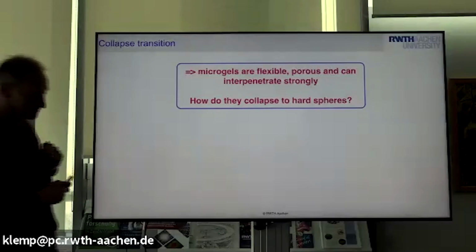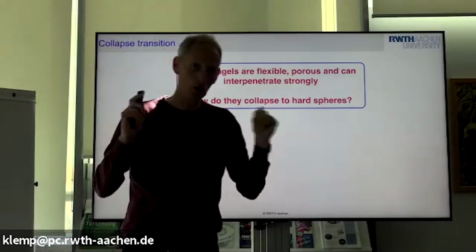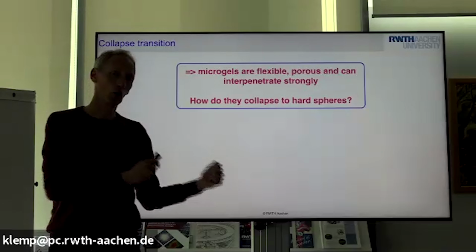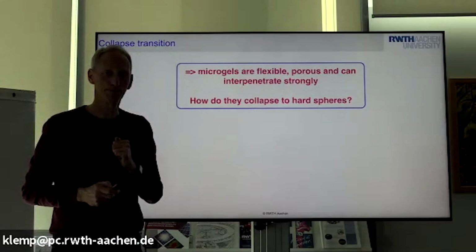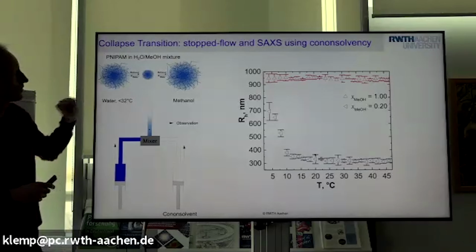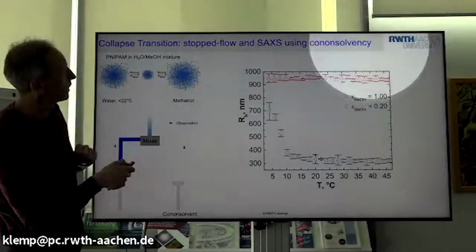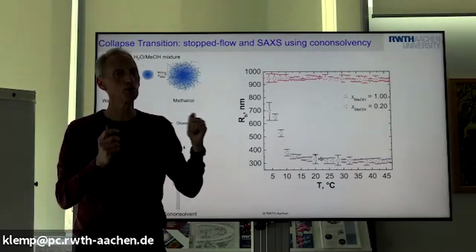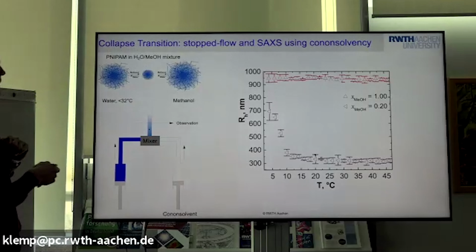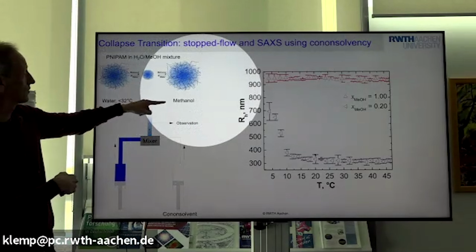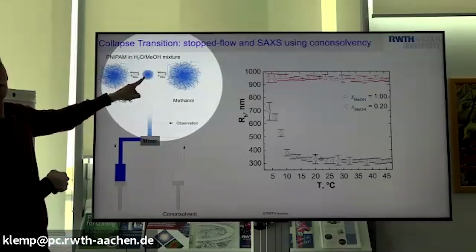Okay. Now, so you see they are different compared to normal colloids, but when we collapse them, they should become a normal colloid. How do they collapse to hard spheres? Well, we wanted to make time-resolved scattering experiments, and we exploited a feature of PNIPAM, which is called co-nonsolvency. Co-nonsolvency means that when we mix two good solvents, the mixture of the two good solvents is a poor solvent. And that's the case for this system here with water and methanol. So at low temperature in water, it's swollen. In methanol, it's swollen. But in a water-methanol mixture, it's not swollen, it collapses.